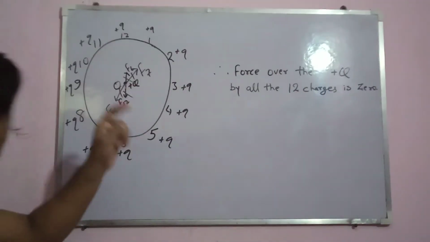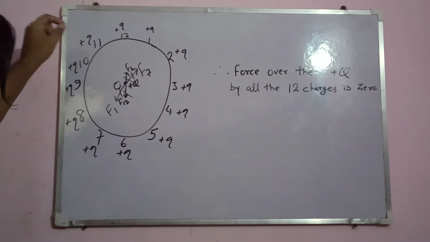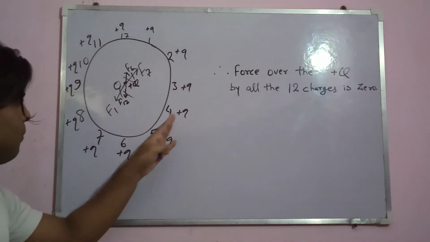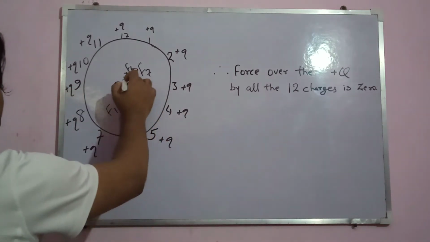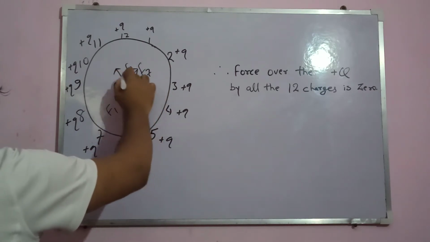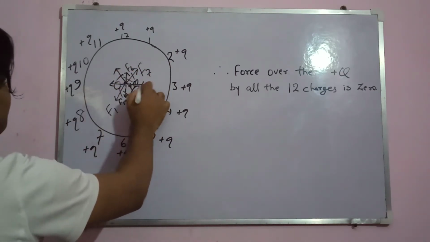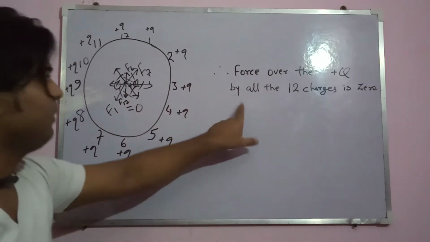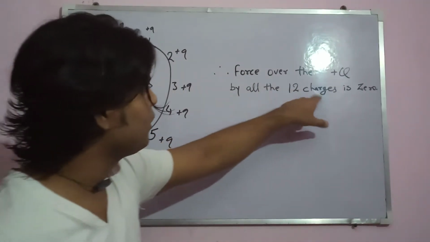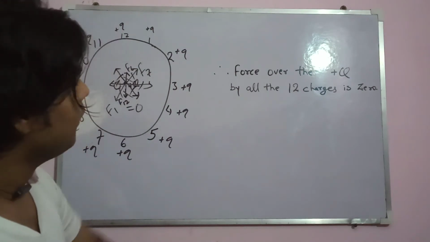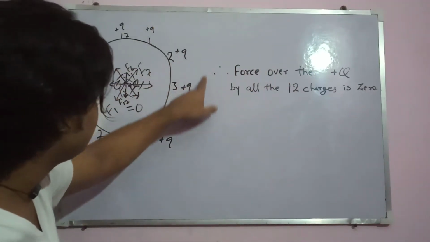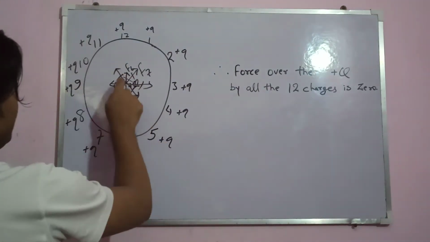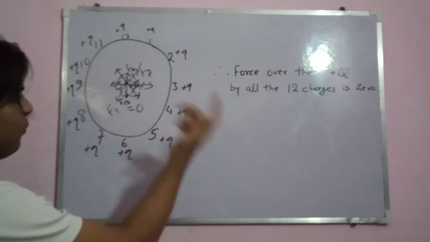Similarly, I can see here that the force generated by any charge placed at any number of the watch is going to be cancelled by the directly opposite charge placed on the opposite number. So we can say that all the forces are cancelling each other, and hence the resultant force at Q is equal to 0. This is our qualitative analysis. Force over the plus Q by all the 12 charges is 0. For this, we must remember that these charges should be equal in magnitude and in sign. And here I can place a plus Q or minus Q.